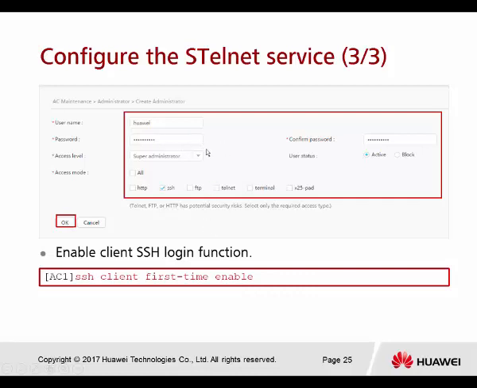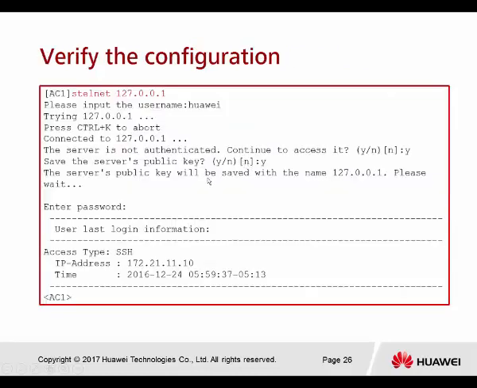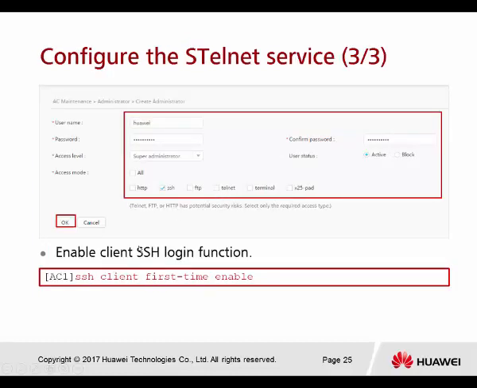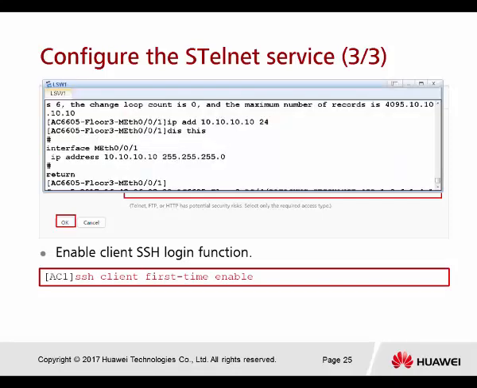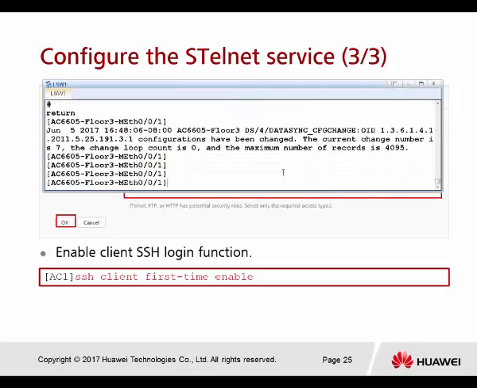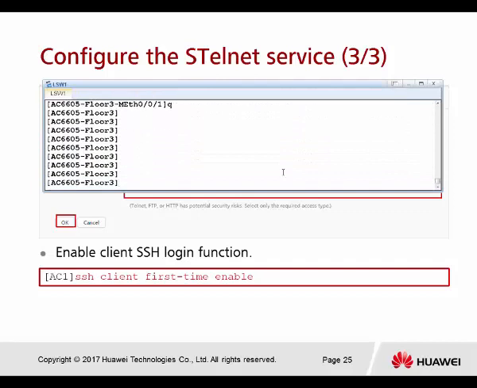Once we have configured this, we can try to perform the SSH connection. But we have to enable it first. For example, I want to use my switch to SSH to my controller, so you have to enable the SSH client the first time. You have to enter this command, or else the SSH will fail.